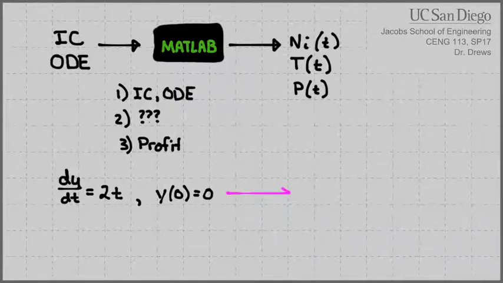If we wanted to solve this exactly, we would need to separate and integrate. And we would end up with y is equal to t squared. That's the exact answer. MATLAB has no idea that this is the exact answer. Instead, what MATLAB does is the following.